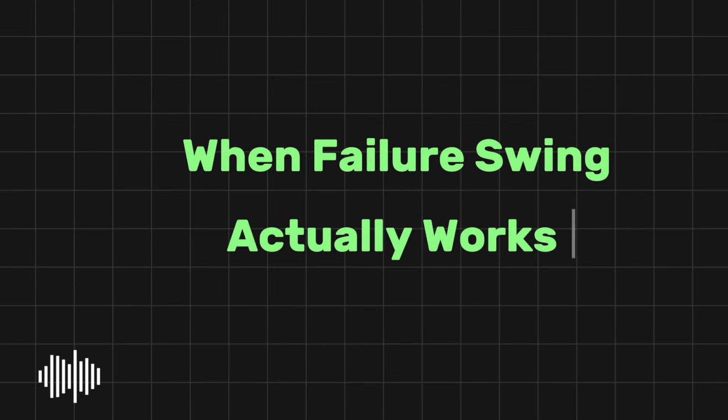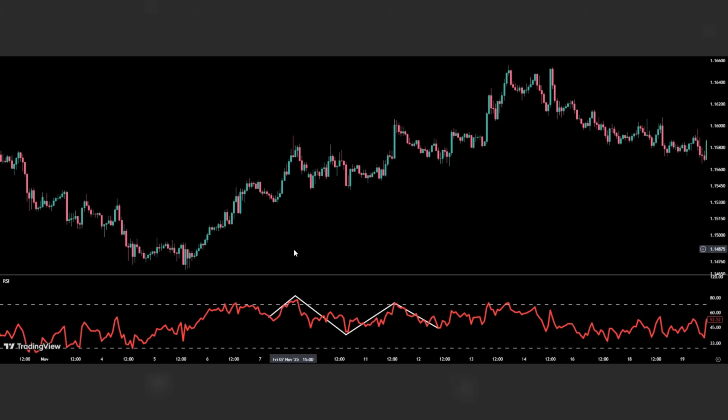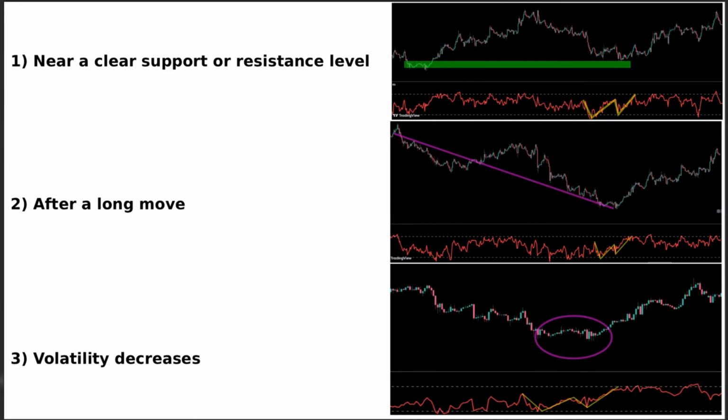When failure swing actually works. Here is a hard truth about the failure swing. It does not work everywhere. If you try to trade it in the middle of a strong trend, you will often lose money because no indicator can fight a strong momentum. Failure swing only works in 3 specific places on the chart.